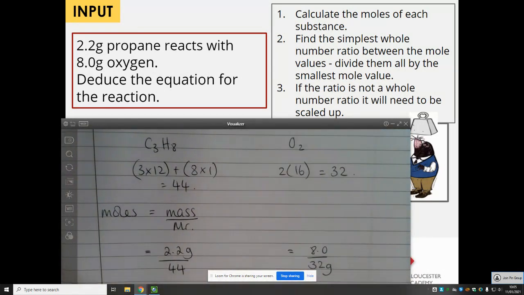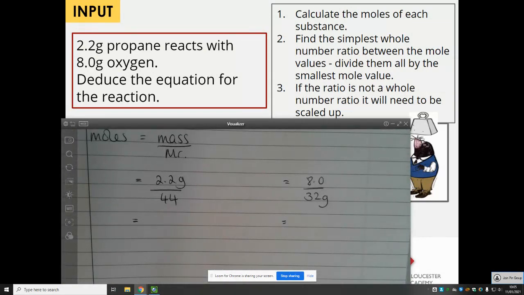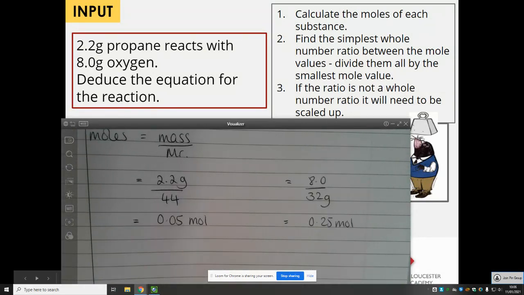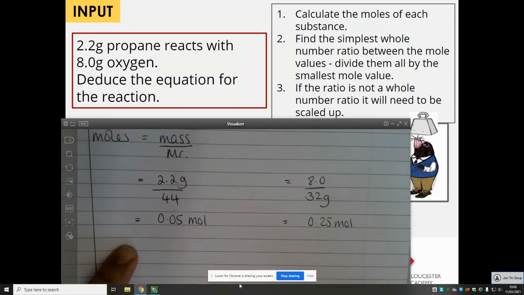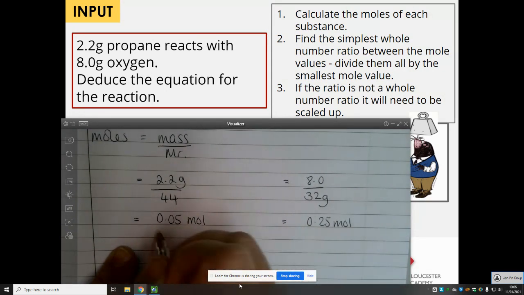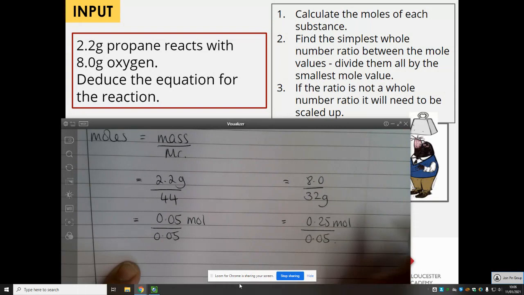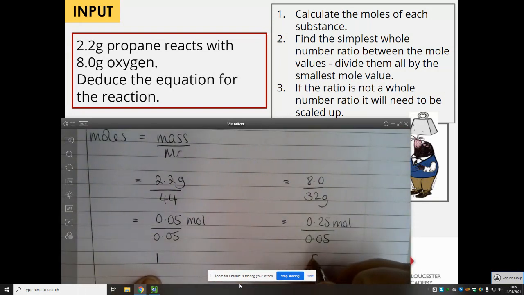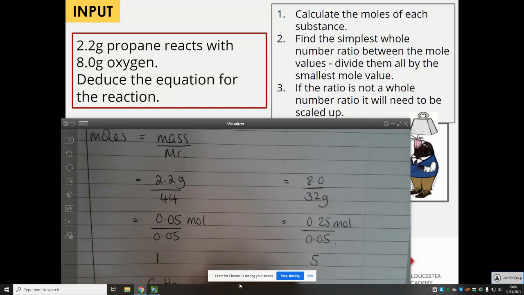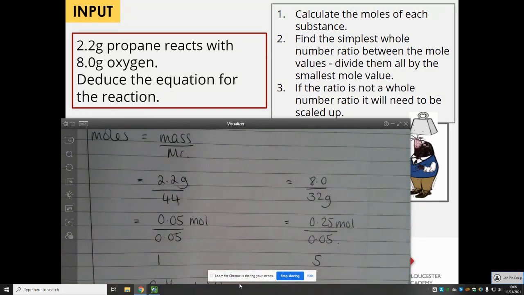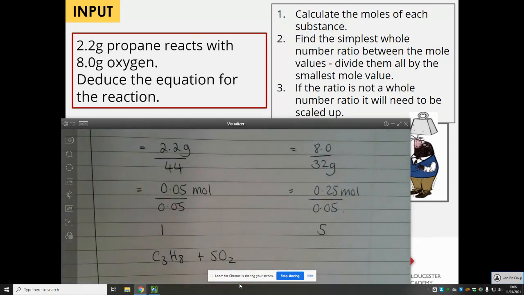You can do those on your calculator, please. Hopefully you agree with me, 0.05 moles and 0.25 moles. So we're going to divide by the smallest. So divide them both by 0.05. This gives me a ratio of 1, this gives me a ratio of 5. So therefore C3H8 plus 5O2 is what I need for combustion.